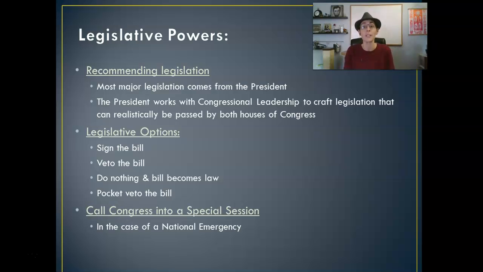He also can call Congress into special session in cases of national emergency. He can call a joint special session of Congress, and they all must come. We have done this in the past when we were attacked at Pearl Harbor. So there are various instances in history that led to joint sessions being called.